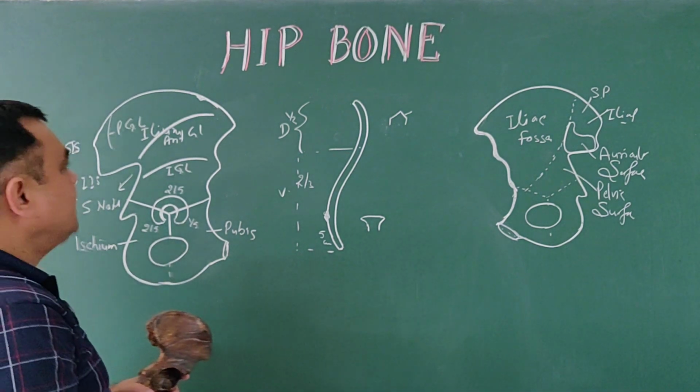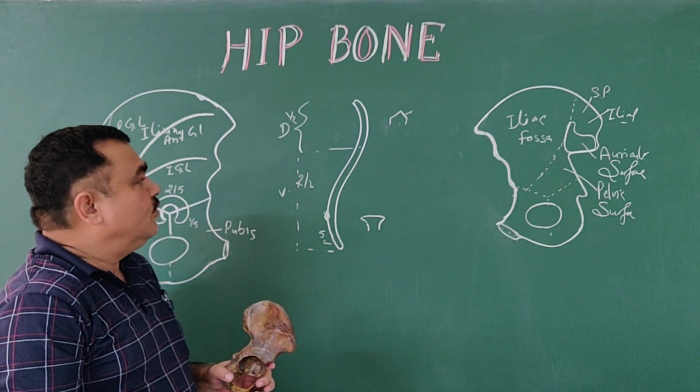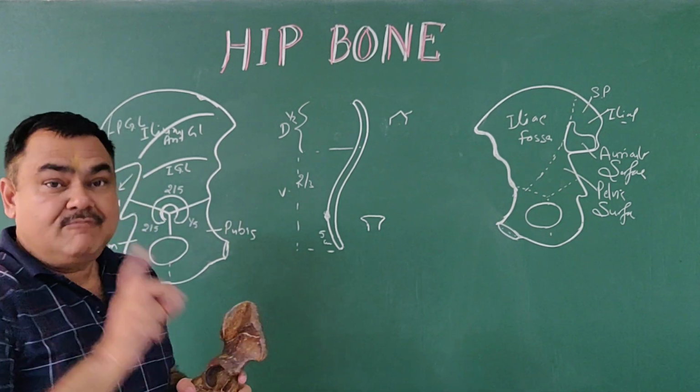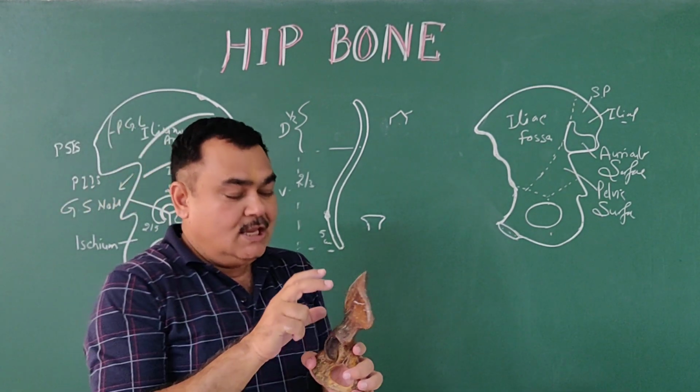So this is all about the hip bone part 2. In the first and second part you have seen the ilium.